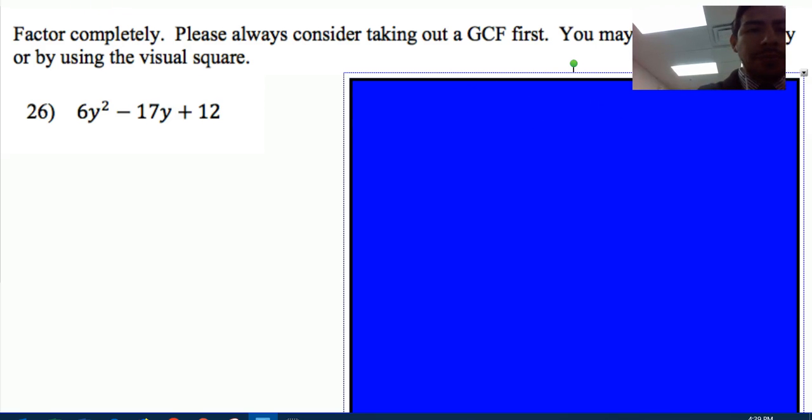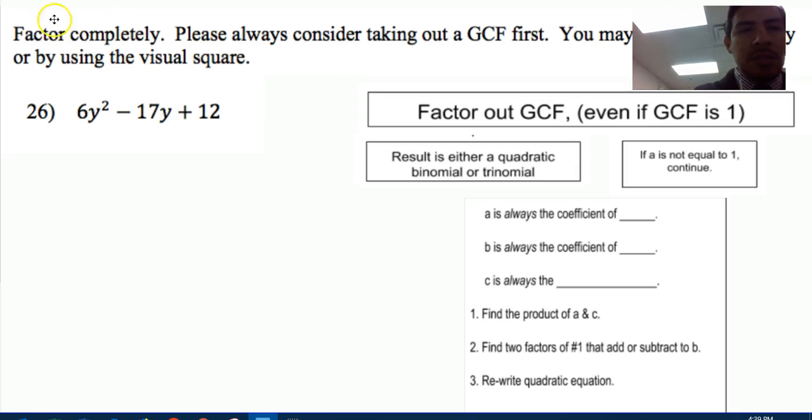So, I took out the GCF. It was 1. Nothing really happened.